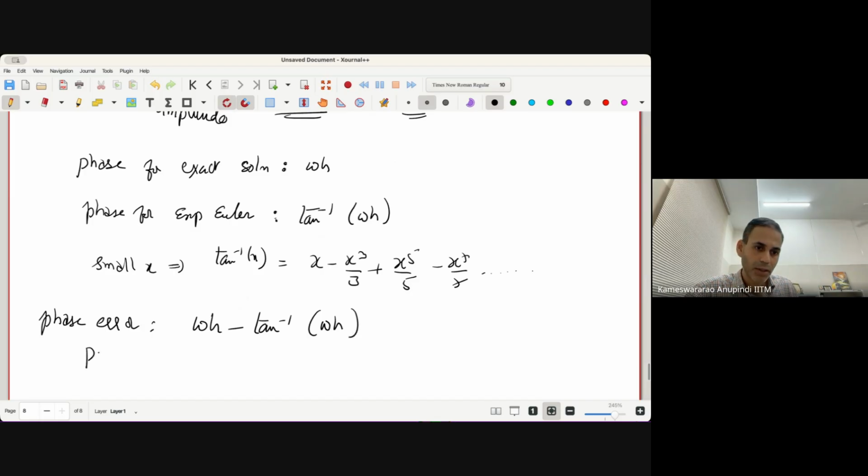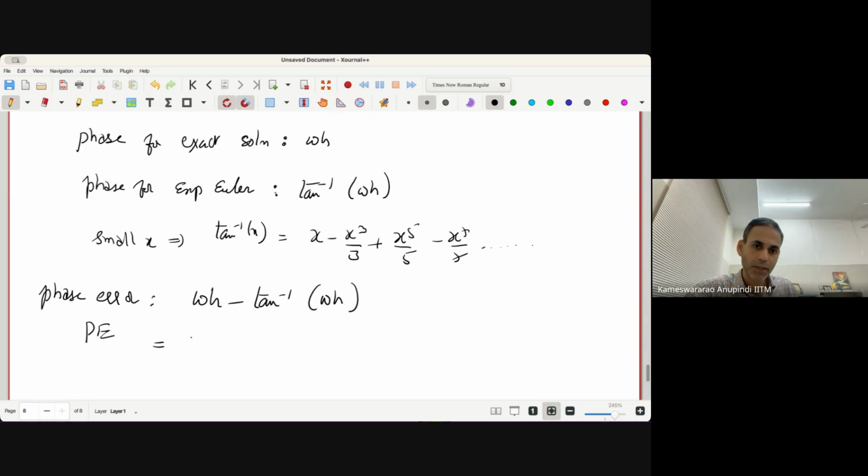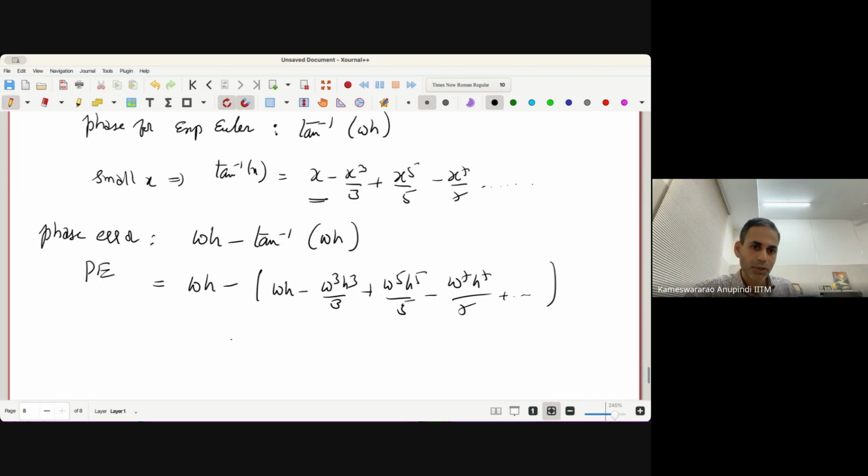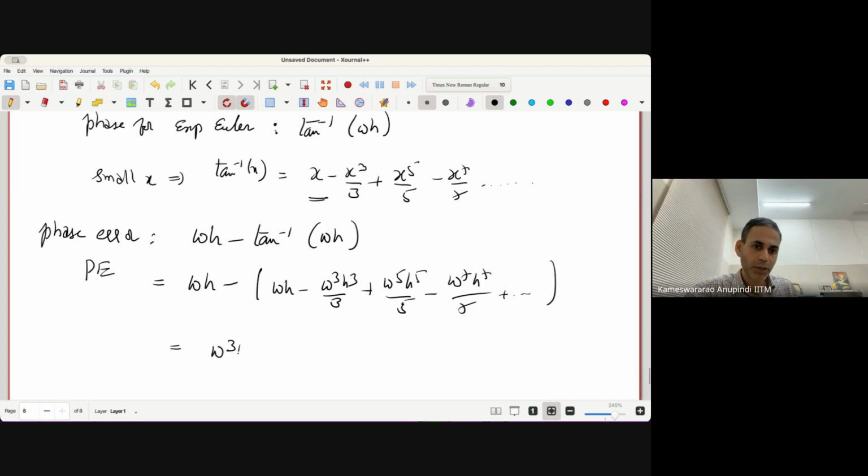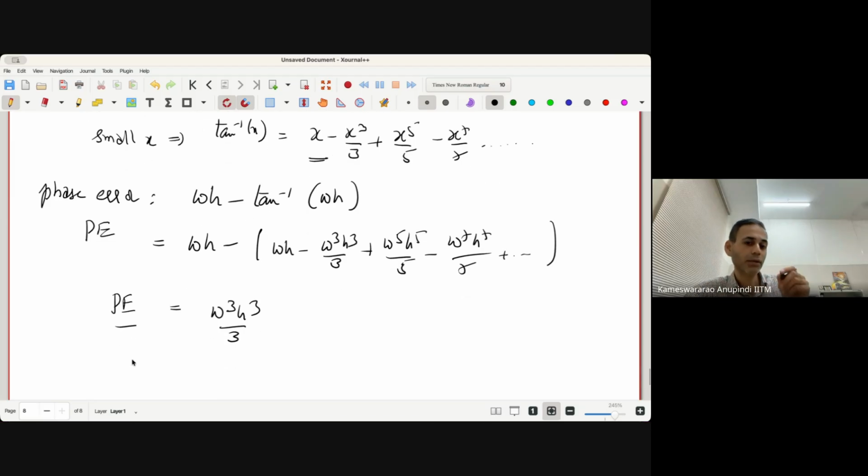So that is the phase error, which is nothing but omega h minus, if I substitute for omega h in place of x, we're going to get omega h minus omega cubed h cubed by 3 plus omega to the power 5 h to the power 5 by 5 minus 7 by 7, and so on. So the leading order term is omega cubed h cubed by 3. That is the phase error for one step.